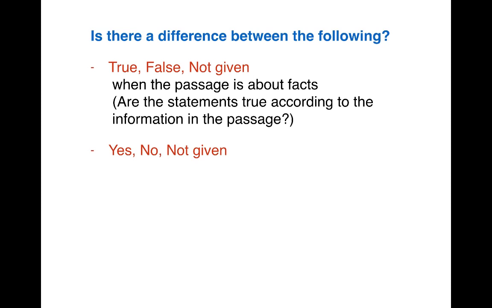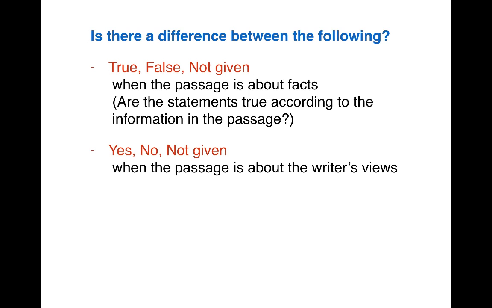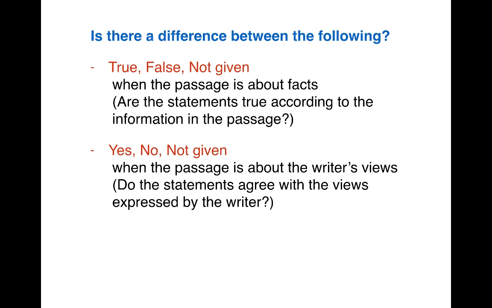On the other hand, the exams use yes and no when the passage is about the writer's views or opinions. So it's not about facts this time, it's the writer giving some views. And the reason they say yes or no instead of true or false is because the question will ask you, do the statements agree with the views expressed by the writer? The words yes and no answer the question, do the statements agree? Yes, they agree, or no, they don't agree. That's why we need to write yes or no instead of true or false for this type of question.